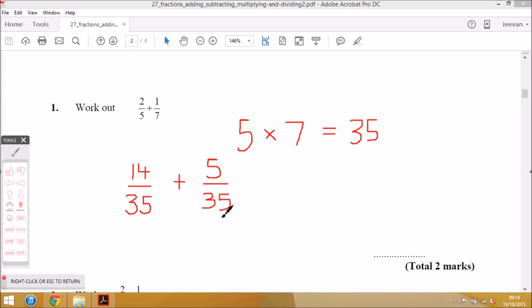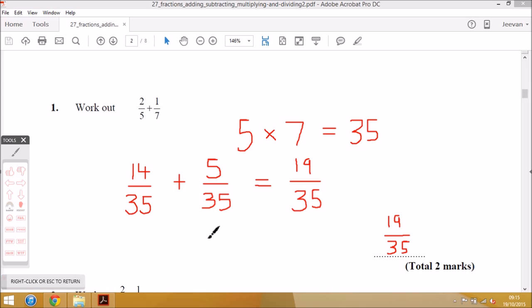Now that the denominators are the same, we can go ahead and add the two fractions. You simply add the two numbers at the top, or the two numerators. 14 add 5 is 19. And of course the denominator is 35. So that is your answer to this particular question. It's just 19 over 35.